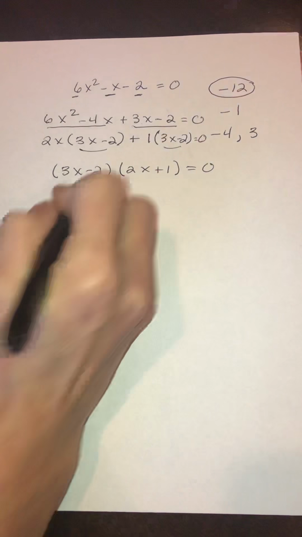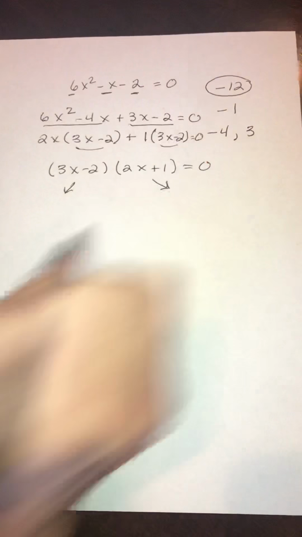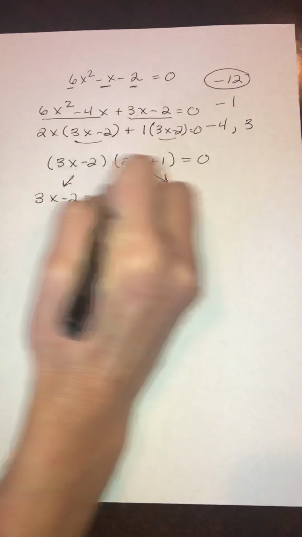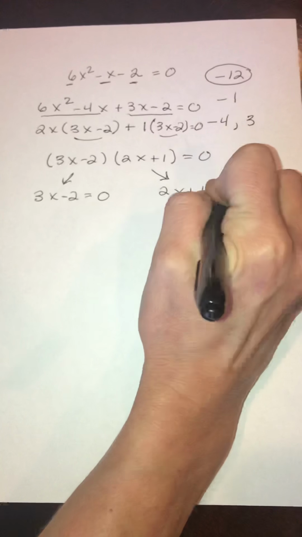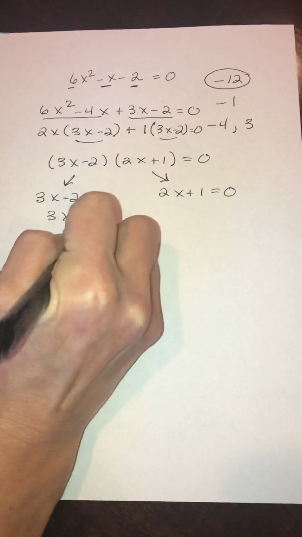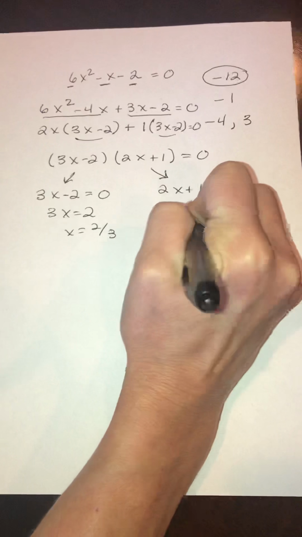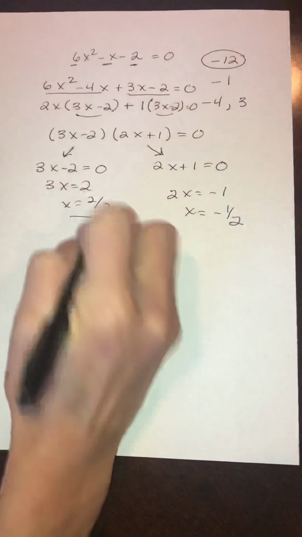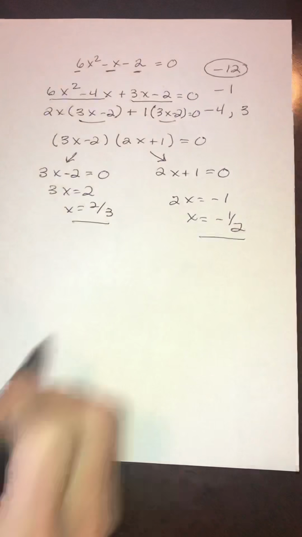So now I'm factored up. I'm going to split up these factors and set them equal to 0. Three x equals 2, x equals 2/3, and 2x equals negative 1, x equals negative 1/2. So we have two solutions, x equals 2/3, and x equals negative 1/2.